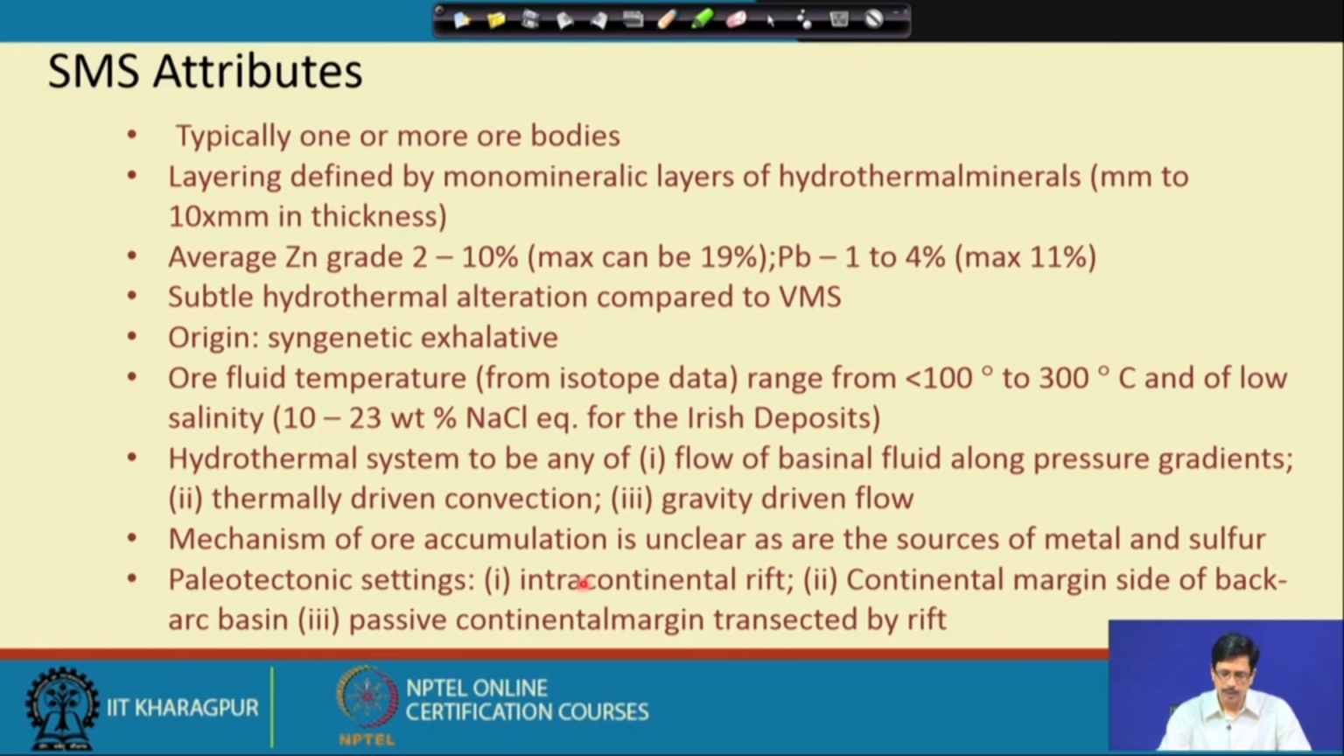So, the mechanism of ore accumulation is rather unclear, as are the sources of metal and sulphur. Paleotectonic settings: they are likely to be in an intracontinental rift, the continental margin side of a back arc, or passive continental margins transected by a rift, where exactly we can explain the situation of the squeezing of this basinal fluid if it happens to be a passive continental margin transected by a rift.